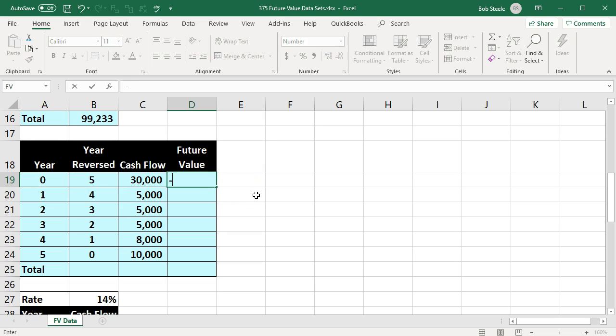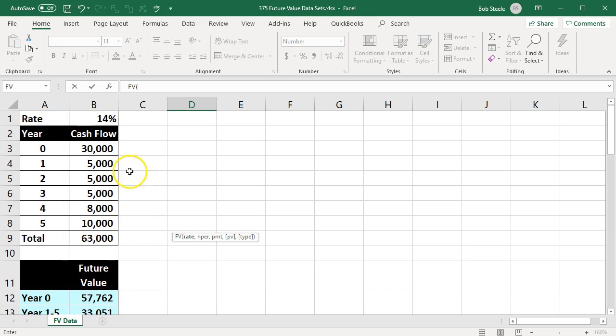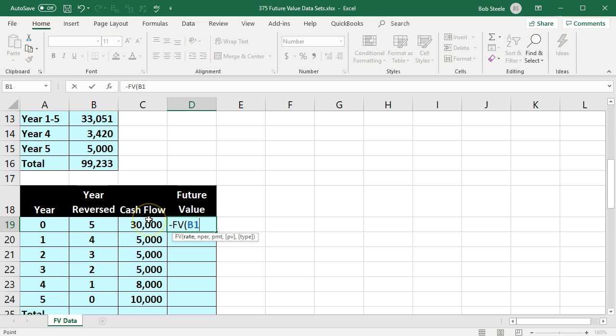So here we go. We're going to say negative future value, double click. The rate is up top, 14%, comma. The number of periods is going to be 5, not the 0, but the 5. That's why we did this, comma. 0 for the payment, comma, and we're going to say it's 30,000 is the amount. We'll do the same thing all the way down.